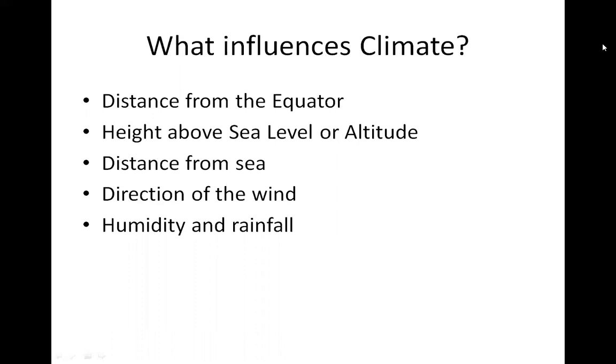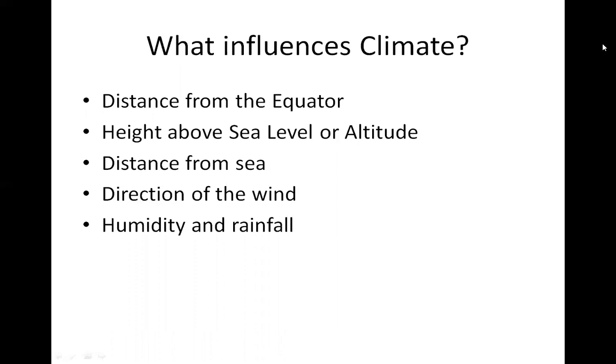Distance from sea. The distance of a place from the sea is another factor that affects the climate of a place. The places that are located near the sea are cooler in summer and warmer in winter. These places have a moderate climate, neither too hot nor too cold. The places that are located far away from the sea are hotter in summer and cooler in winter. These places have extreme climate, very hot in summer and very cold in winter.